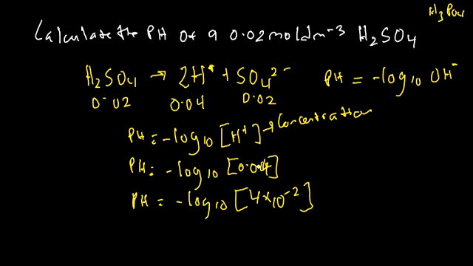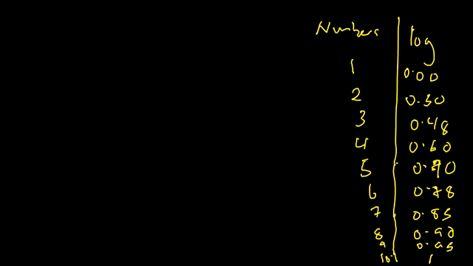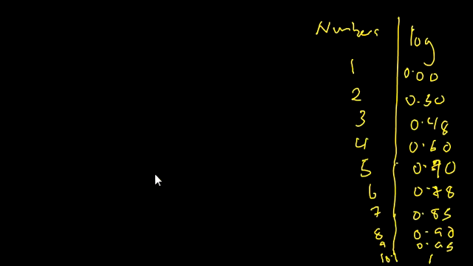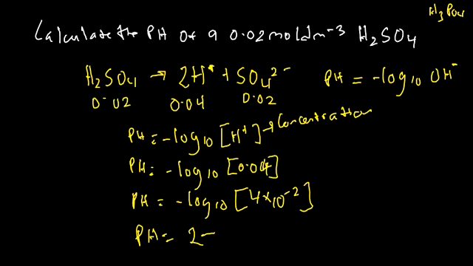Now what do you do next? Very simple. Listen to what I'm about to say very well. Just bring your pH will be equals to, bring this 2 that is on top here, bring it down. Then bring your minus here. Then go to the log table. What is the logarithm of this number in front here? This number in front here is 4. That is 2 minus log 4. That is 0.6. Then you put your 0.6. pH will be equals to 2 minus 0.6. So pH will be equals to 1.4.